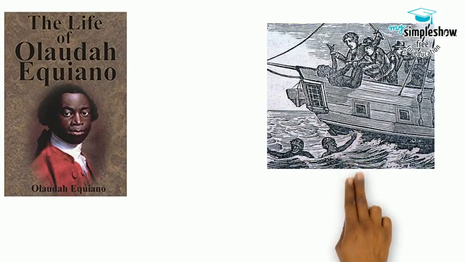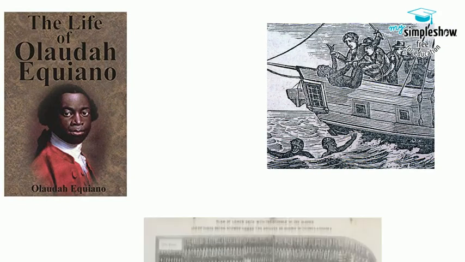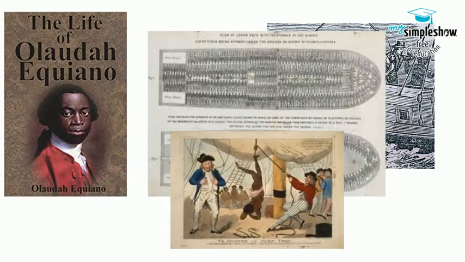Primary sources from slaves like Olaudah Equiano tell us about the deadly impact of the Middle Passage. They tell us about the beatings and the crowded, unsanitary conditions. They tell us about slaves jumping to their death in the sea. They tell us that 40 out of 100 slaves were dead before they made it to plantation.